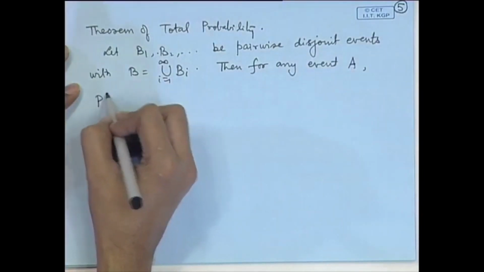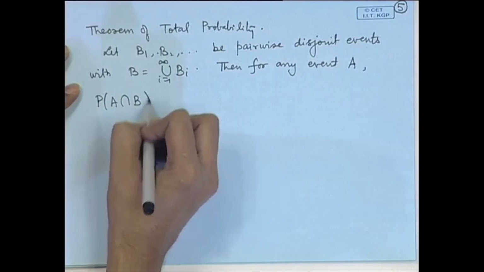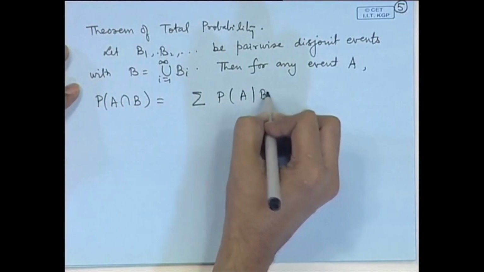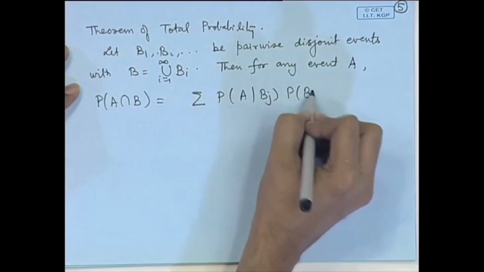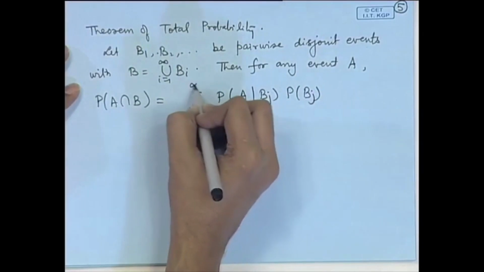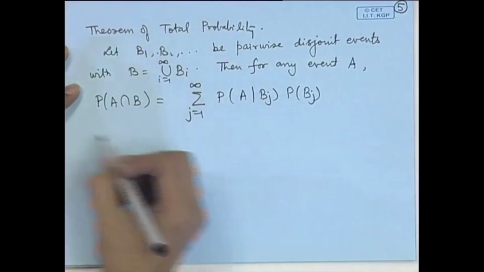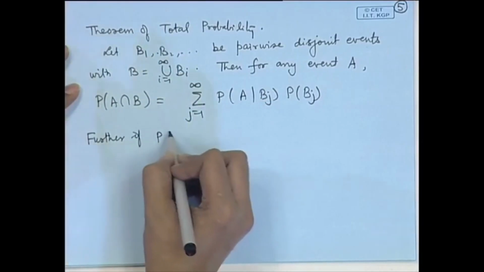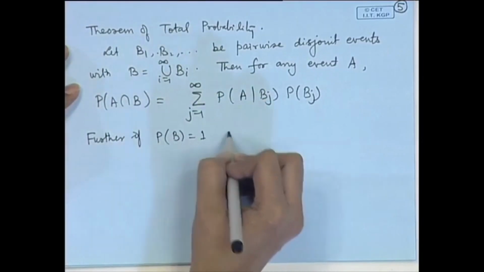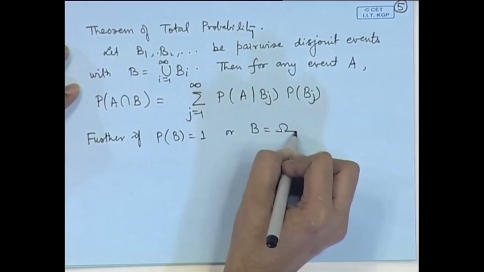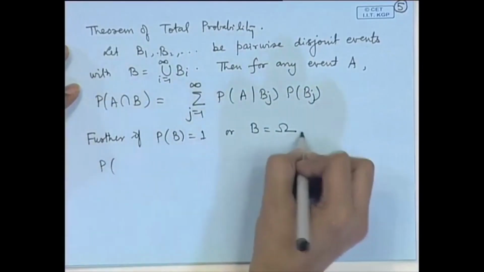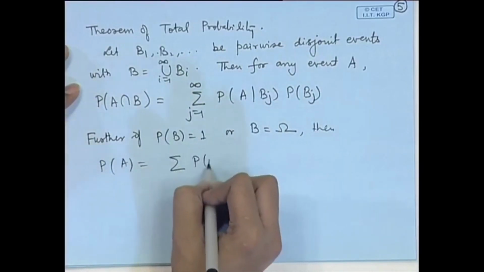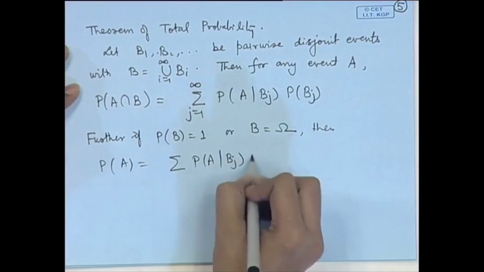probability of A intersection B can be decomposed as the sum of probability of A given Bj into probability of Bj, j equal to 1 to infinity. Further, if probability of B is equal to 1, or say B is equal to omega, then probability of A is equal to sigma probability of A given Bj into probability of Bj.